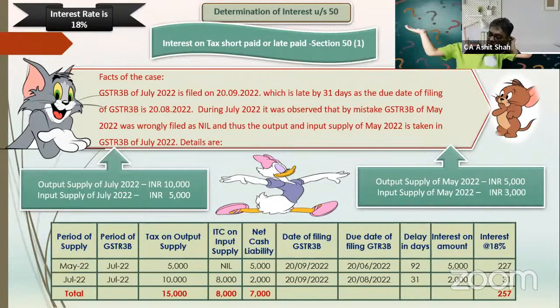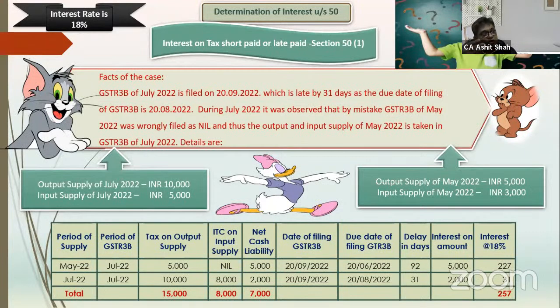First thing, now these are the facts of the case. In this case, the taxpayer filed the July 22 return on 20th September 2022, which was a 31 days delay, because the due date for filing the July return is 20th August 2022. During July 22, it was observed that by mistake GST 3B of May 2022 was wrongly filed as a nil return. So when they were filing the July return in the month of September, they noticed that when the May month return was filed, they had filed a nil return. That means they have not shown their output tax liability, neither shown as input tax credit.